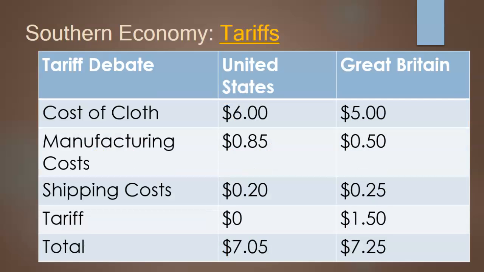And to kind of show you, in the United States, cloth costs $6. And let's say if it's from Great Britain, it costs $5. The manufacturing costs are more expensive in the United States. Shipping costs are slightly more expensive for Britain. However, without the tariff, cloth from Great Britain would still only cost like $5.50, $5.75. But with that tariff added onto it, it's now more expensive than if you bought it from the United States. And that's what makes the South so upset, is now no matter who they're buying from, it's more than what they had been paying before, like by a pretty good bit.